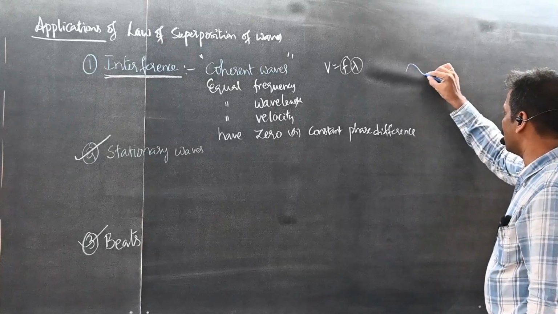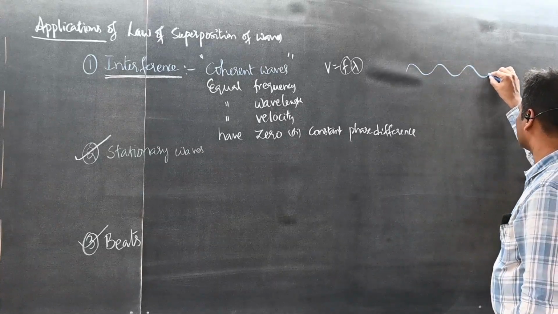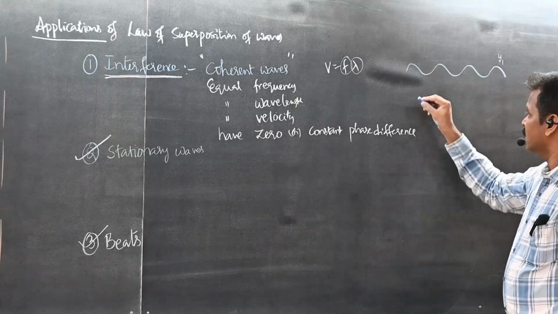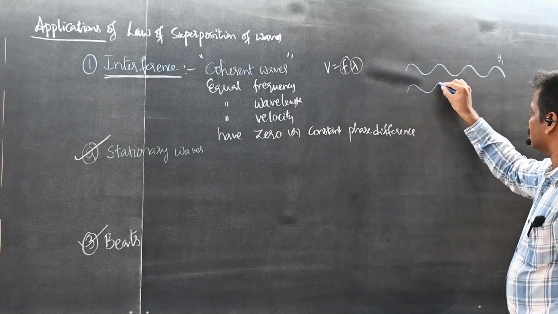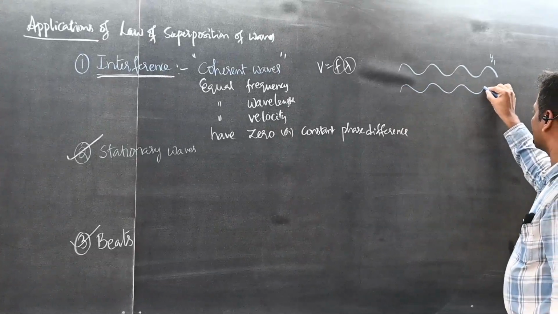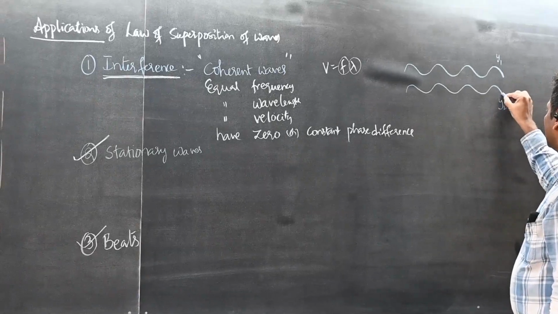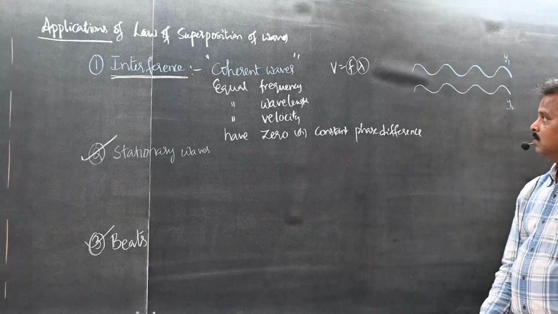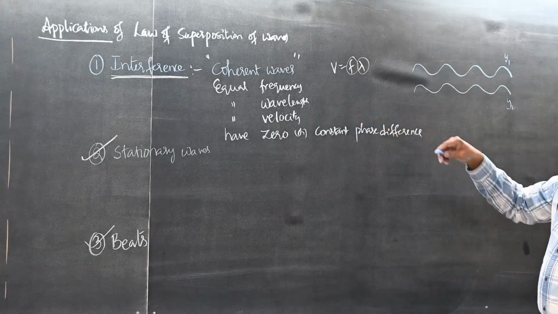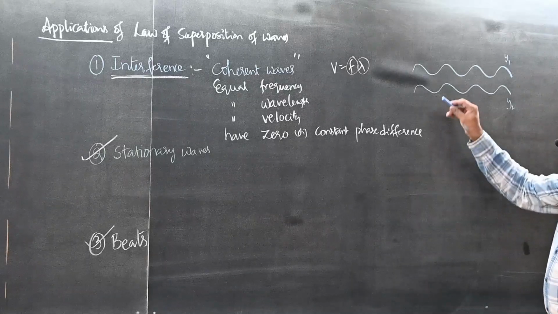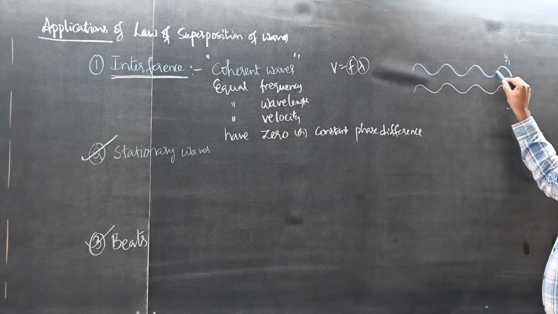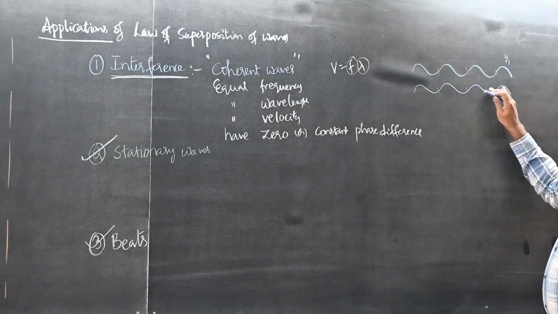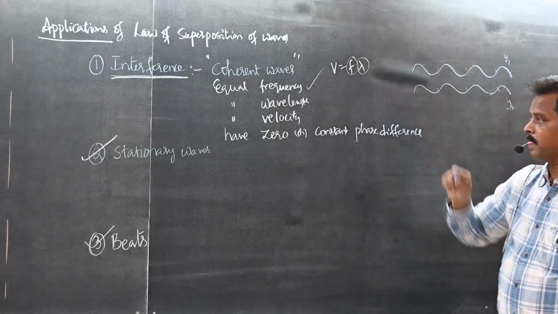So here I am drawing two coherent waves. See, this is the first coherent wave. This is Y1, students, and this is the second coherent wave. This is Y2. Can I call them coherent waves? We will check. First, they have equal frequency, the number of waves produced per second. Here 1, 2, 3.5 waves produced. Let us say this is in 1 second. Here also 3.5 waves. So frequency is same.